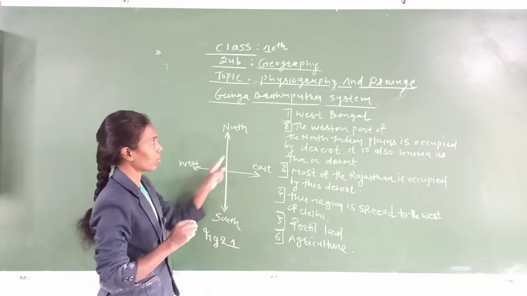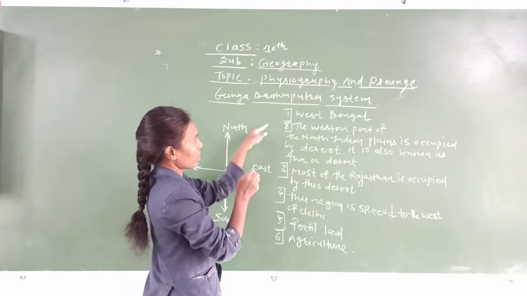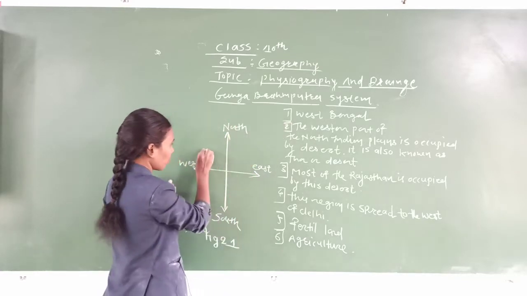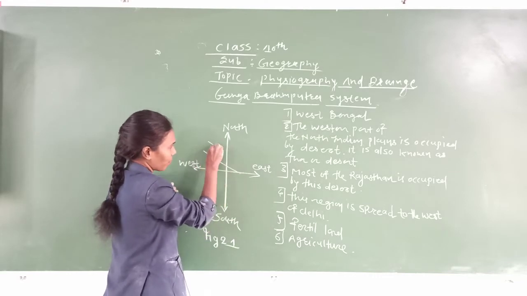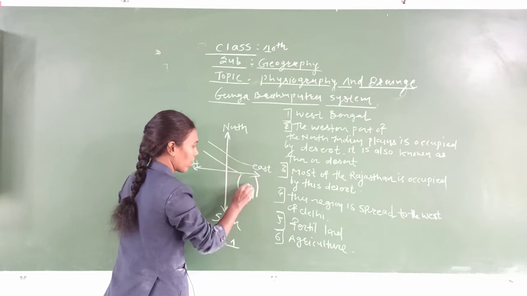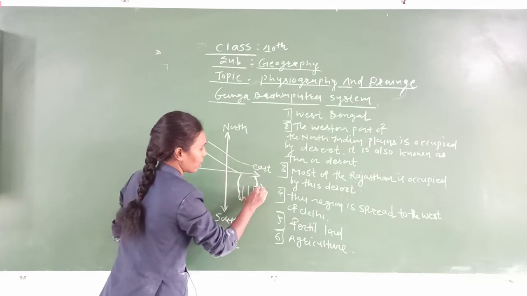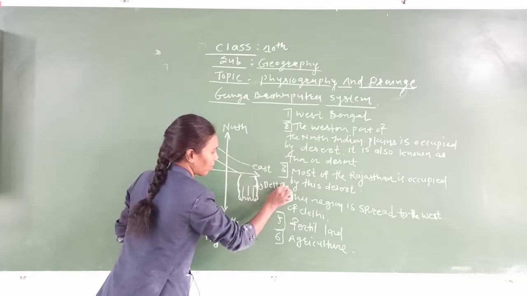Okay, it is figure 2.1 which denotes the Ganga Brahmaputra system. So I learned that the Ganga Brahmaputra system is in West Bengal. So I learned the North Indian plain, whatever the formation of the river, due to the formation of the river, here is formed the Ganga Brahmaputra system. It is also known as the delta.